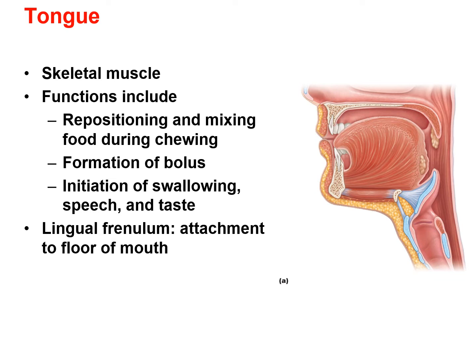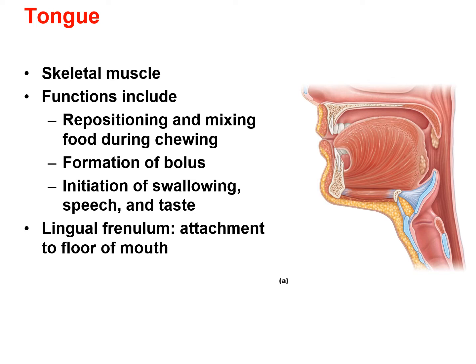But collectively, the actions of the muscles of the tongue allow you to position and reposition food in your mouth to allow for chewing and mixing of food with saliva to form a bolus of food. A bolus of food is just a blob of food that is formed after you chew it and have it mix with saliva.